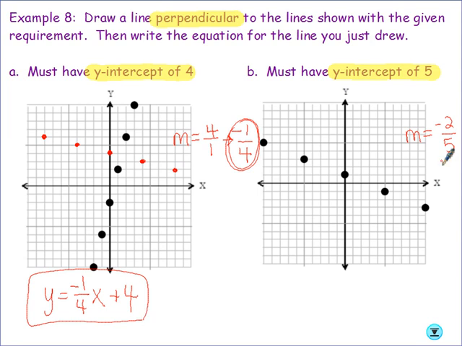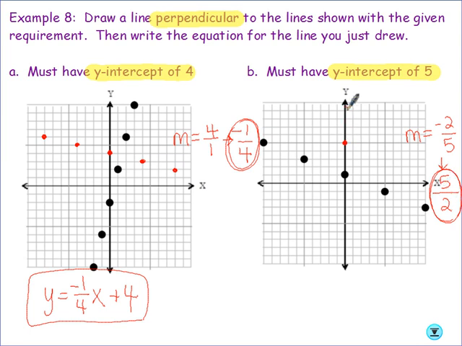Let's come over to this second example. We need to do the opposite and the reciprocal. Well, the opposite of a negative is a positive. And if we take 2 over 5 and flip it over, we get 5 over 2. There is our slope. Positive 5 over 2. Y-intercept is at 5. 1, 2, 3, 4, and 5. We need to go up 5 and right 2.